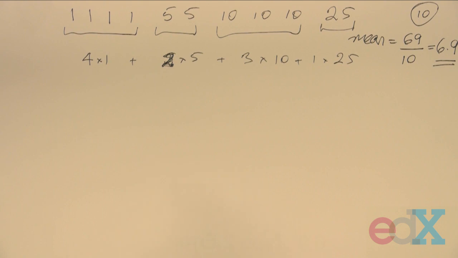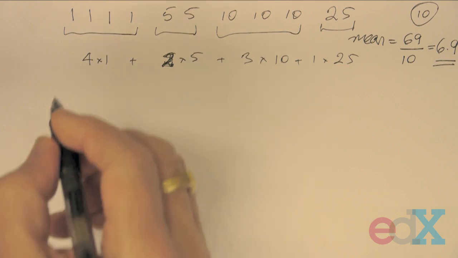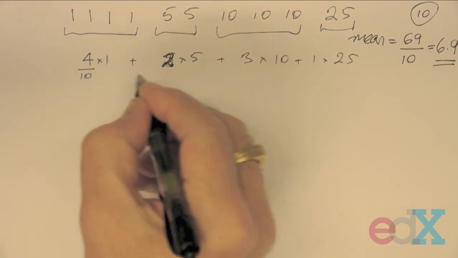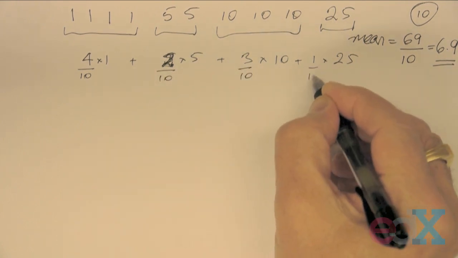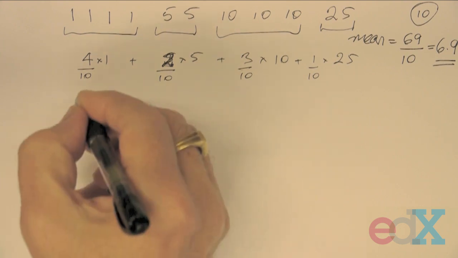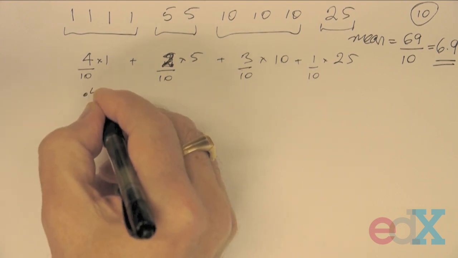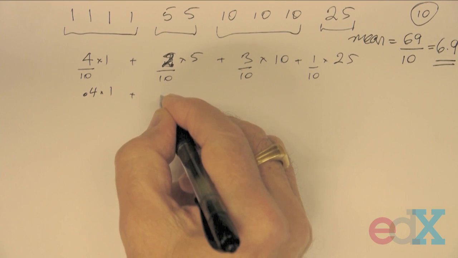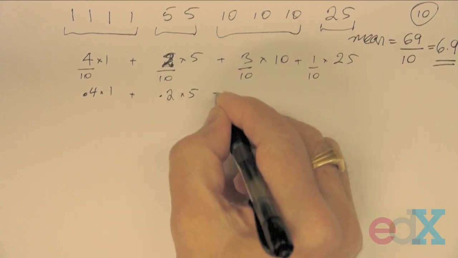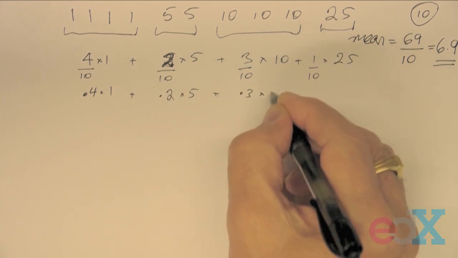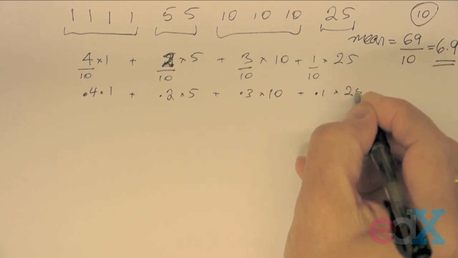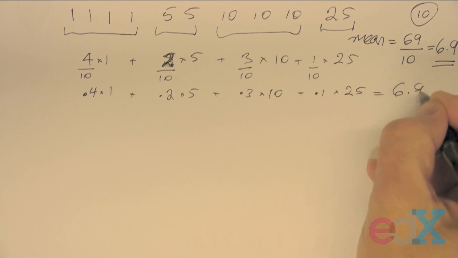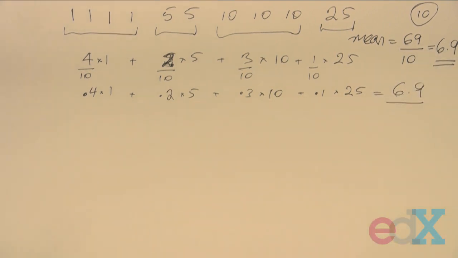Now, I could divide the total by 10, or I could go into these things and divide each one of these by 10. And let me rewrite it in decimals. So what I have is 0.4 times 1 plus 0.2 times 5 plus 0.3 times 10 plus 0.1 times 25. And that is my 6.9. I haven't changed anything, so there's 6.9.